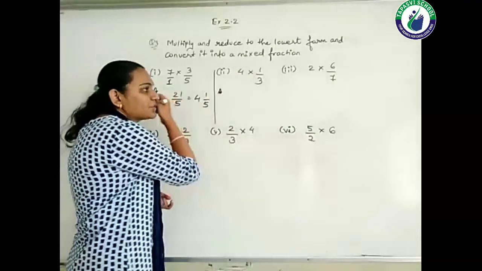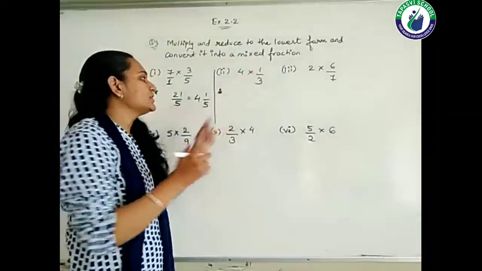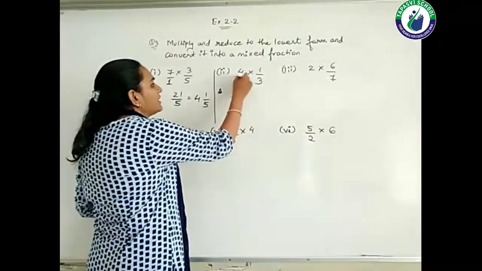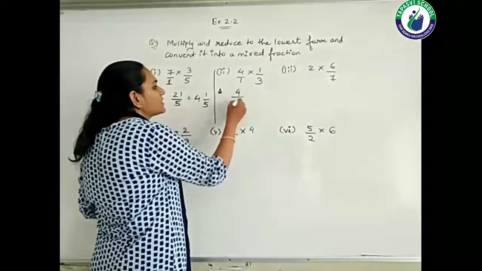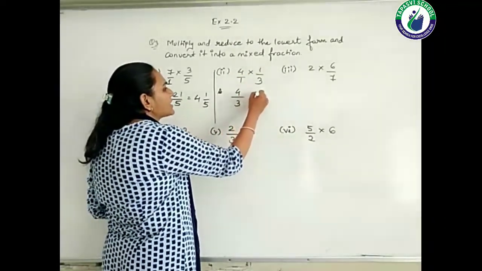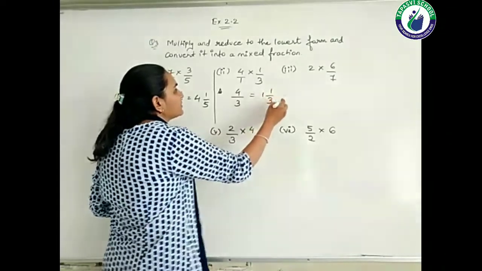4 into 1 upon 3. So multiply 4 with the 1. So we will get 4. Here we don't have anything, so you can assume it as 1. So 1 3s are 3. We will convert it into a mixed fraction. So, 1 integer 1 upon 3.